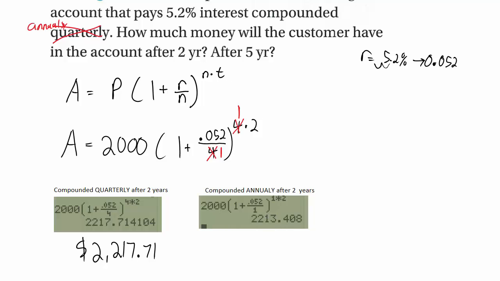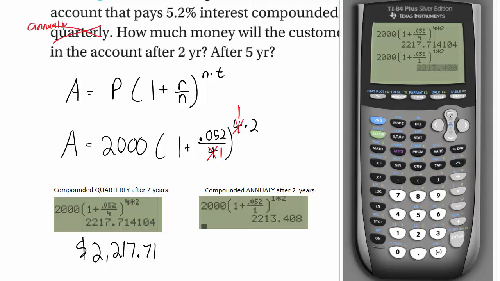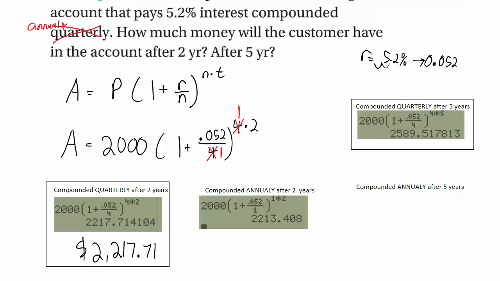Now, let's do it not just after 2 years, let's do it after 5 years. You can retype this if you want, but again, let's go to the quarterly one that we already did. Instead of retyping it all, that 4 is because of the quarterly, so don't change that. Change the 2 years to 5 years, so change this 2 to a 5. And after 5 years, the money that we invested at a 5.2% interest rate, compounded quarterly 4 times a year for 5 years, if you invested $2,000, would be equal to this. So this is the amount compounded quarterly after 5 years.